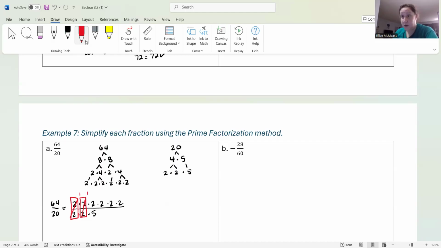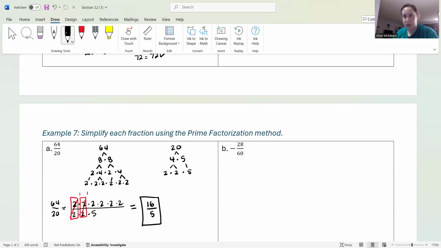But now if I look at the top, I've got just 2's. If I look at the bottom, I've just got a 5. There are no other common factors. So I multiply what's left over. So 2 times 2 is 4, times 2 again is 8, times 2 again is 16. And then 5 is just 5. So the simplified answer here is 16/5.